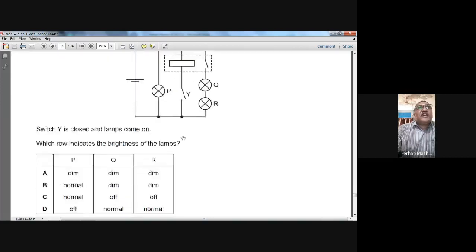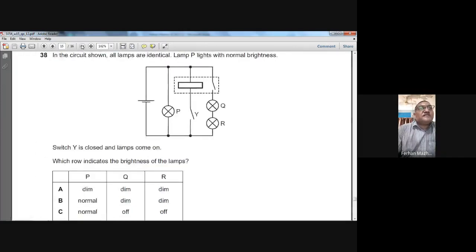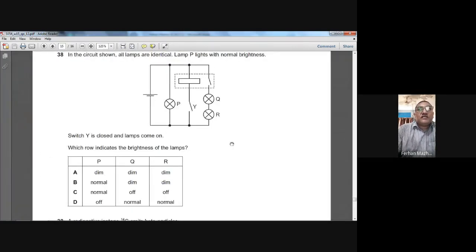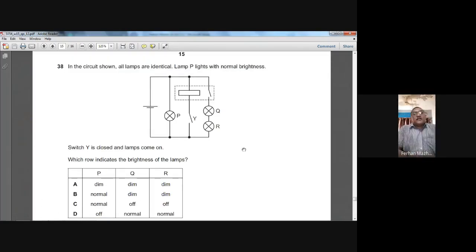Okay, on your screen, a little bit tricky question. Question number 38. In the circuit shown, all lamps are identical. Lamp P lights with normal brightness. Switch Y is closed and lamps come on. Which row indicates the brightness of the lamps?